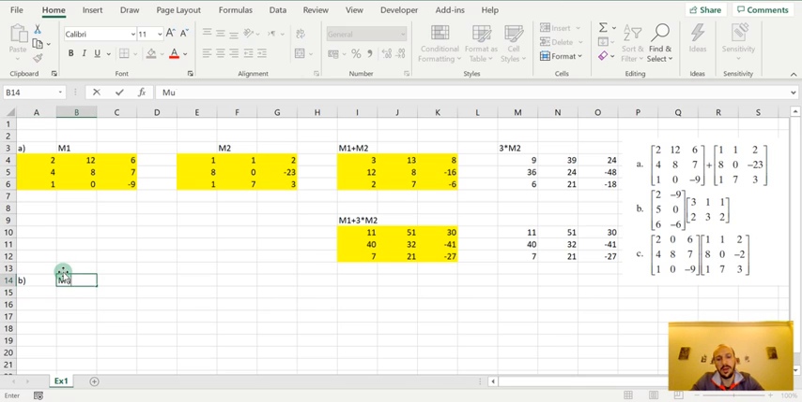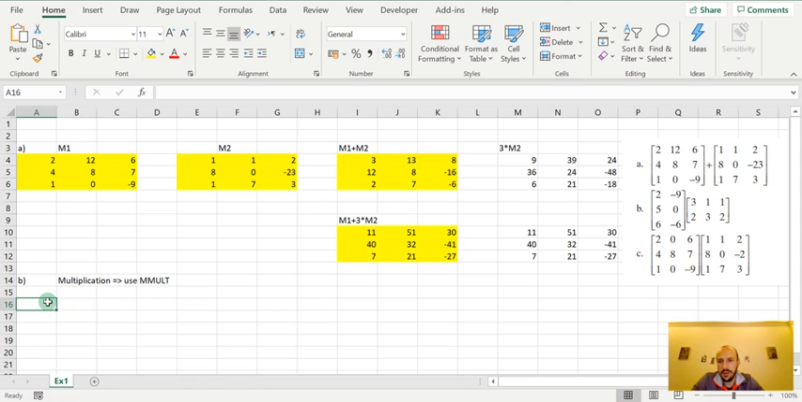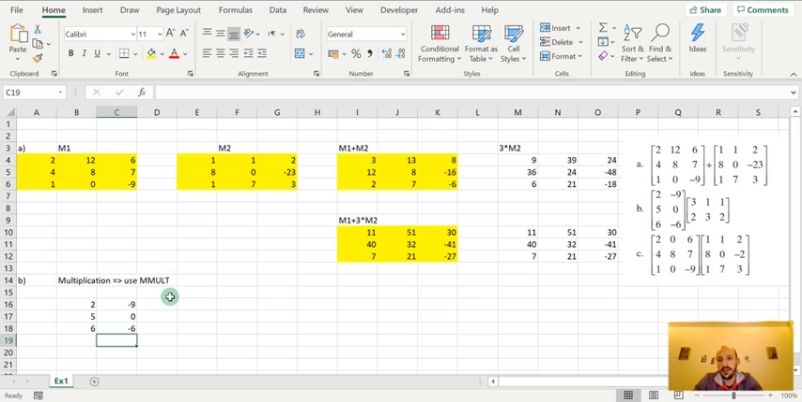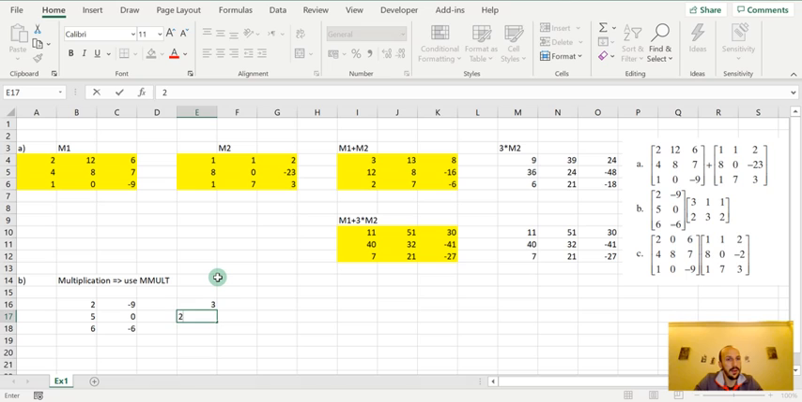So for multiplication we can use the M mult function. Okay, so again we need to write these two matrices. The first one here is 2 5 and 6, and the second one is minus 9 0 and minus 6, right? Yes, and the second one is 3 2 and then 1 3 1 2 1 3 1 2.